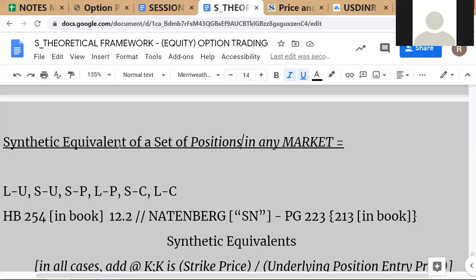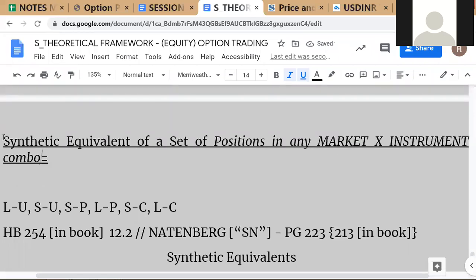And you can talk about a synthetic equivalent of a set of positions. But the positions are always either long or short, and they are always with respect to some market. In fact, we can talk about this again as a market instrument combination. Remember? I'll just write it in. I wanted to fit everything into one line, but anyway, the synthetic equivalent of a set of positions.